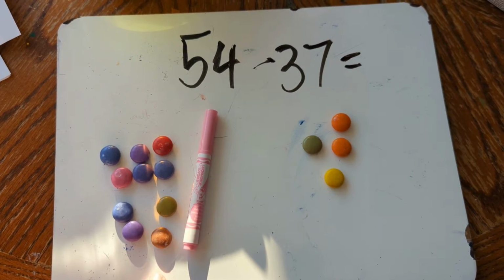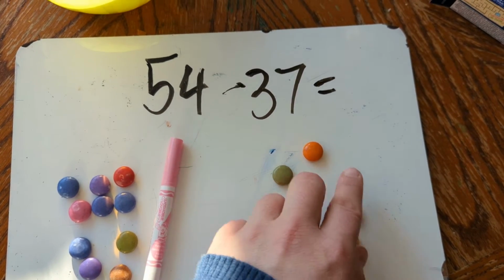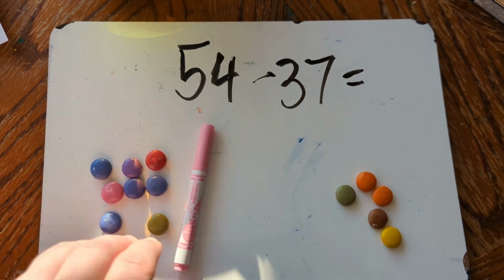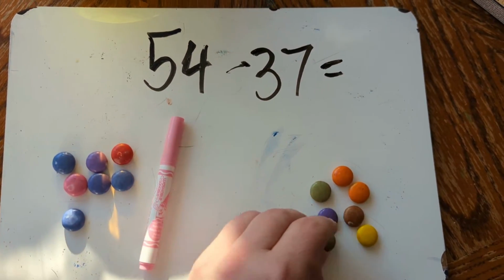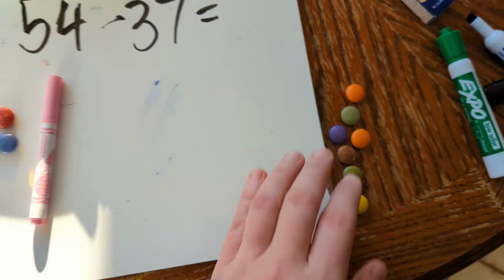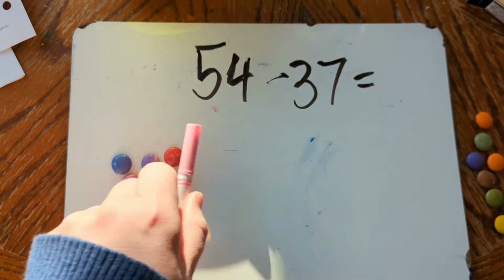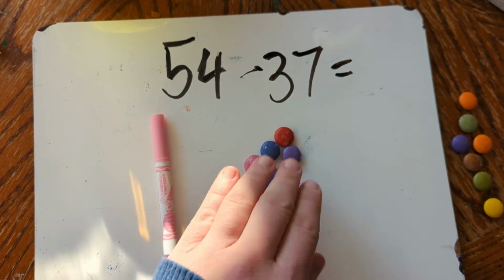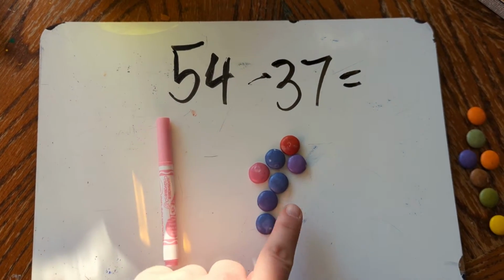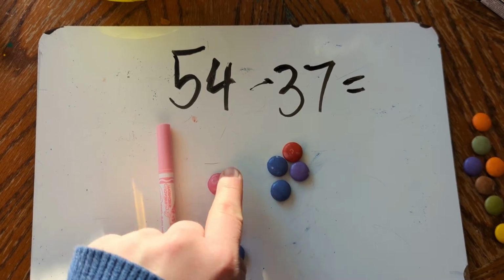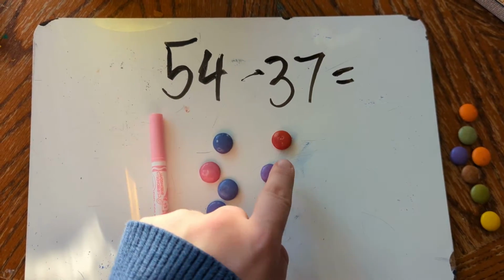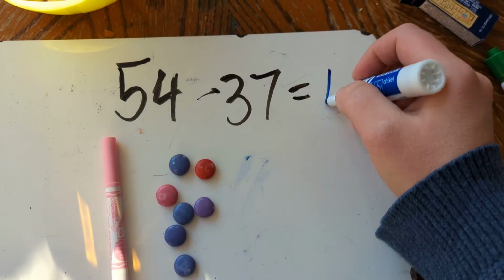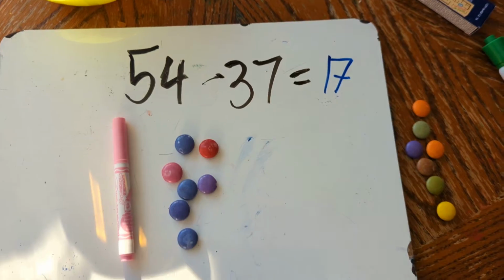Now can we take away 7? Sure we can. We've got 1, 2, 3, 4, 5, 6, 7. Those 7, bye-bye. Off you go. So this is what we have left. Let me move them over because I like to keep all my 10s on one side and my 1s on the other. What do we have left? Let's count: 10, 11, 12, 13, 14, 15, 16, 17. So our answer would be 17. And sometimes I like to write my 7s that way.